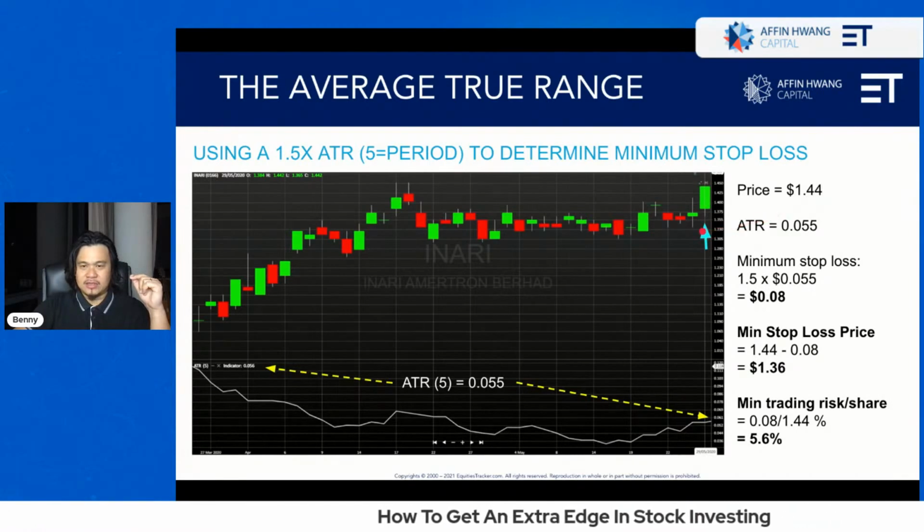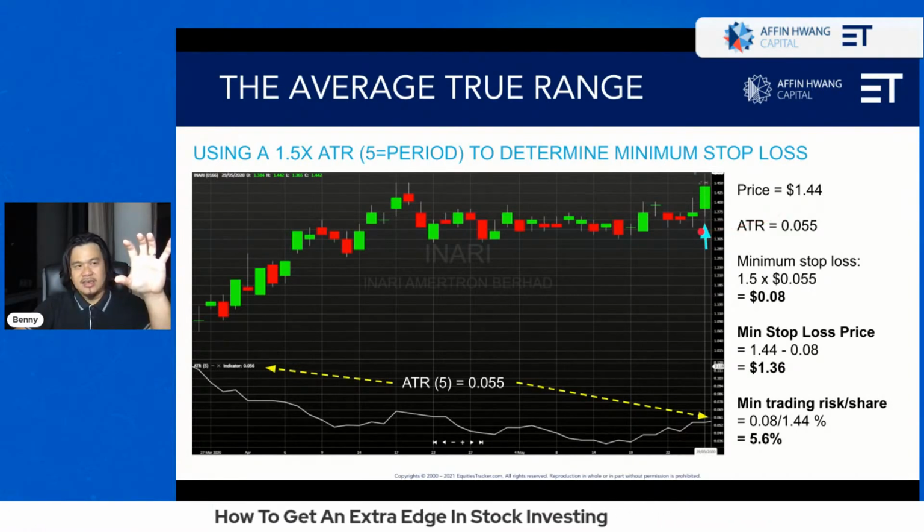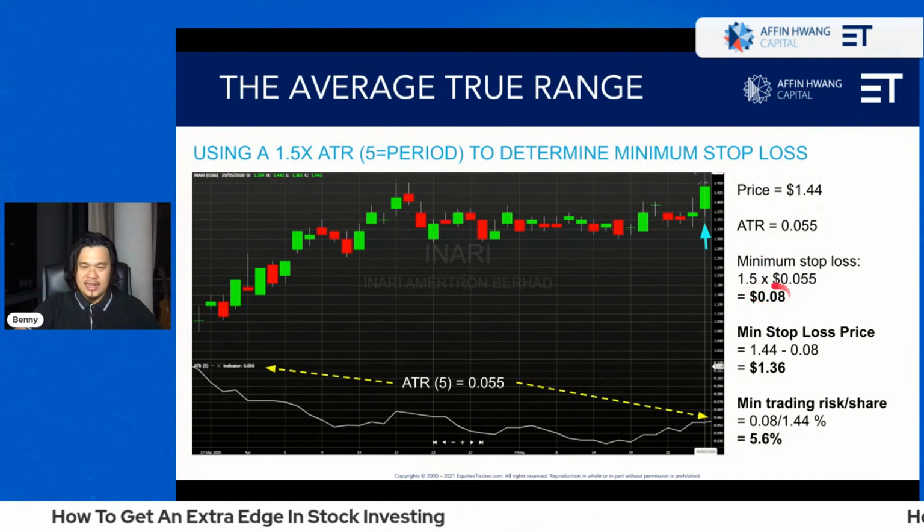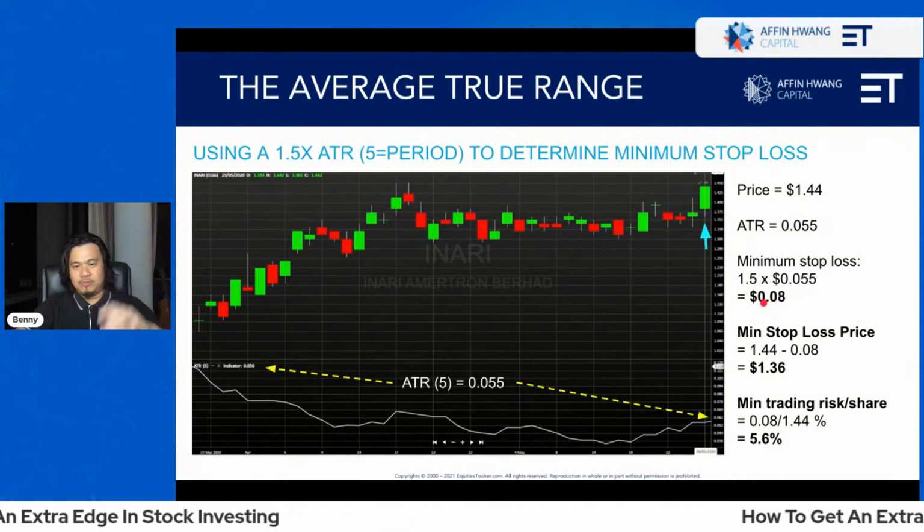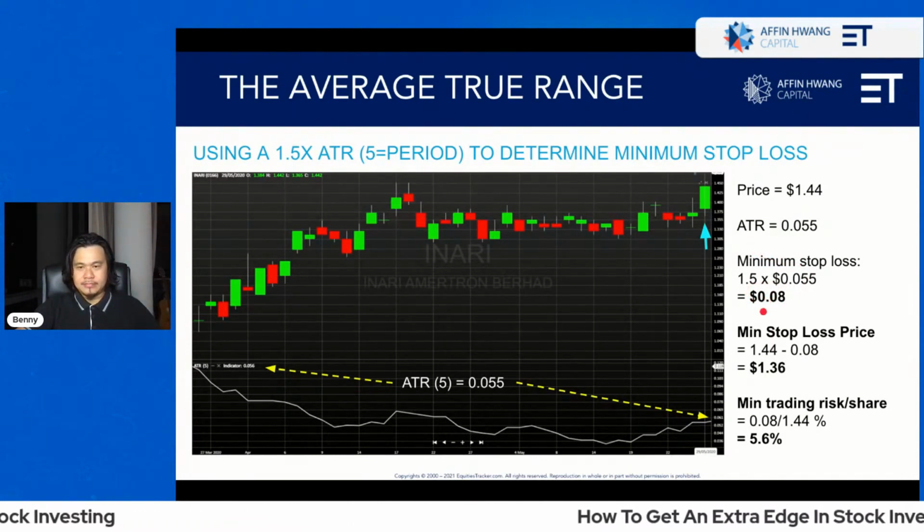All right. I put a stop loss at 134, which is a 10-cent stop loss. And 10 cents is bigger than 8 cents. So no problem putting a 10-cent stop loss.